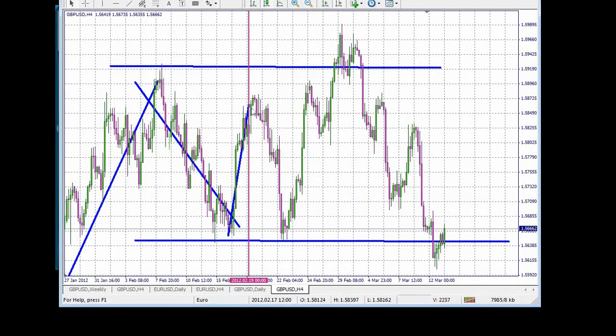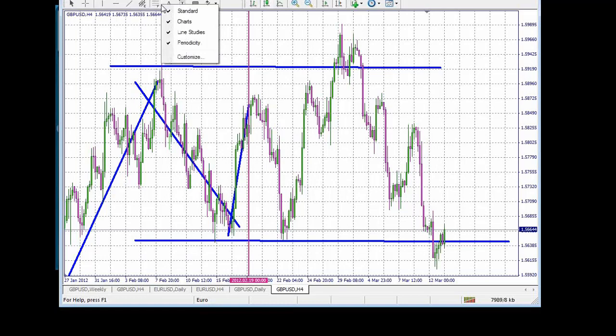Let's say we have 1, 2, 3, 4 waves that are actually into the same level between those. It was one horizontal channel. So if I want to see what are the targets for the new moves, I will use Fibonacci extension, not Fibonacci retracement. How can I find Fibonacci extension?